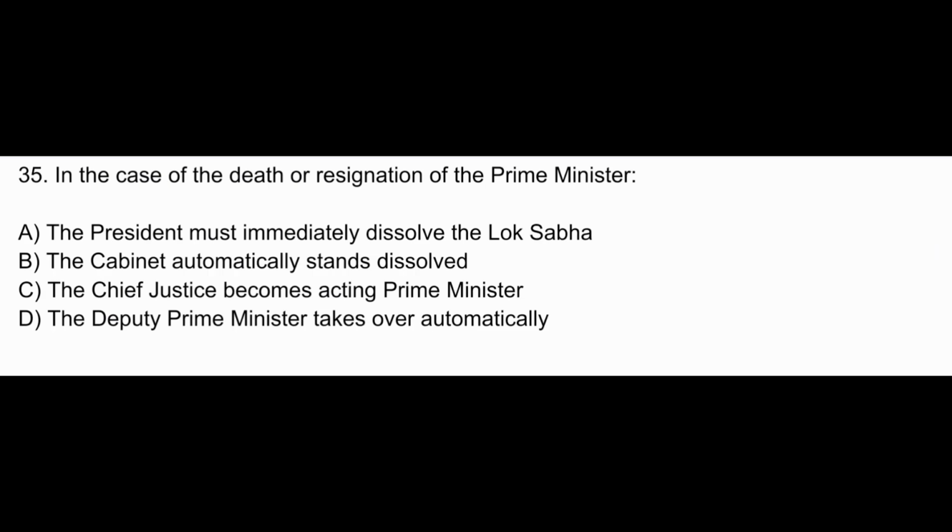Next question: in the case of the death or resignation of the Prime Minister, option A, the President must immediately dissolve the Lok Sabha. Option B, the Cabinet automatically stands dissolved. Option C, the Chief Justice becomes acting Prime Minister. Option D, the Deputy Prime Minister takes over automatically.